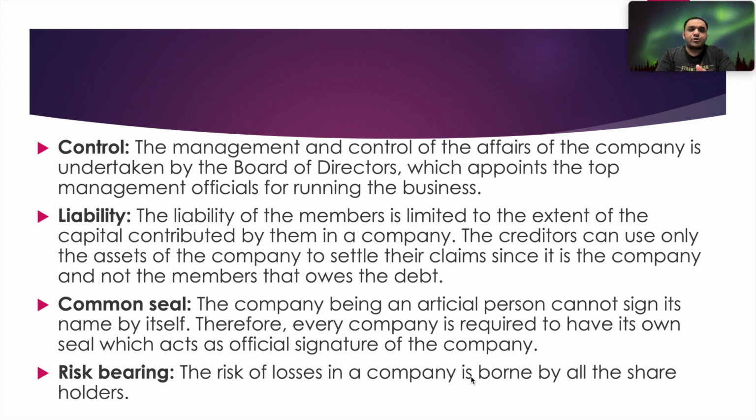Control. The management and the control of the affairs of the company is undertaken by the board of directors, which appoints the top management officials for running the business. Liability of the members is limited to the extent of the capital contributed by them in a company. So liability is limited. This is the advantage of joint stock company.